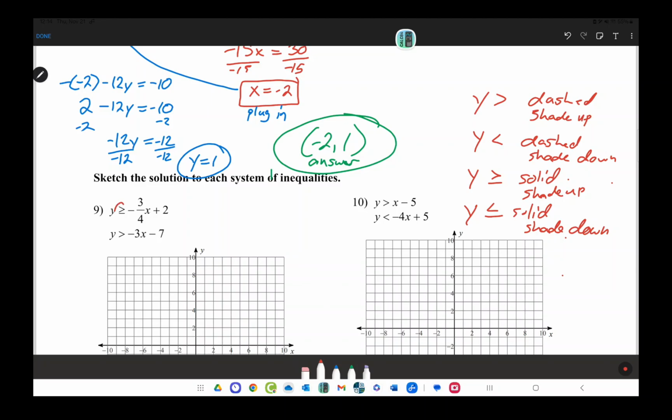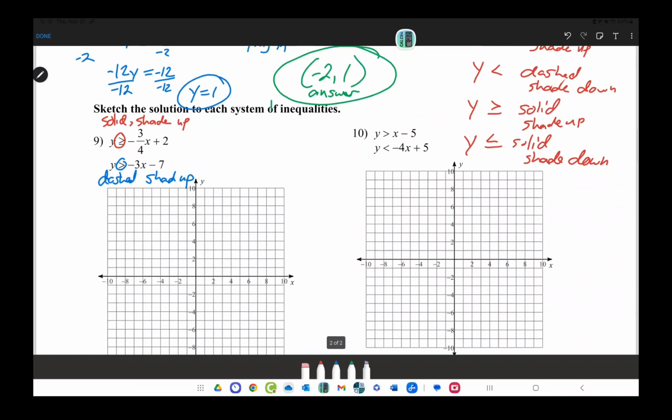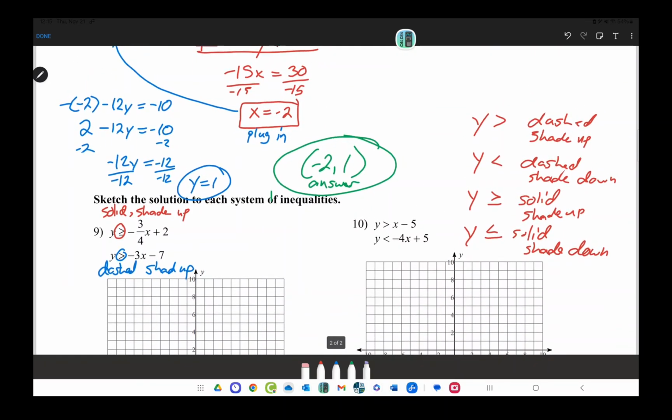So this first one here is going to be solid and shade up. This is dash and you shade up. Solid and shade up, and dash and shade up.